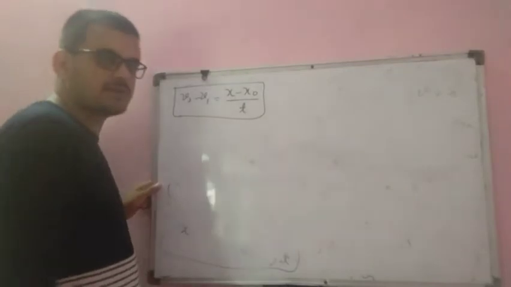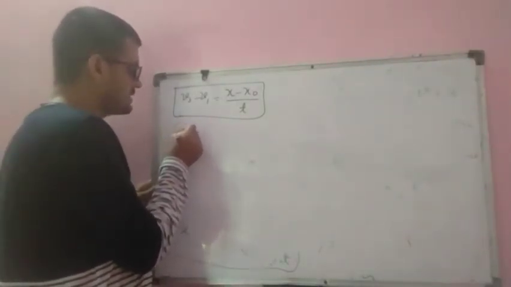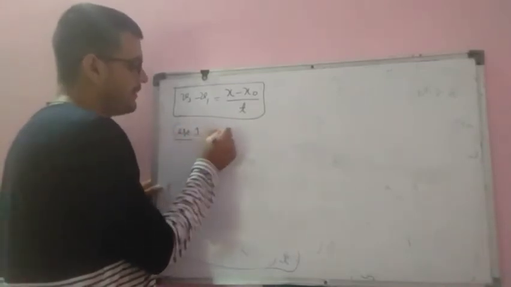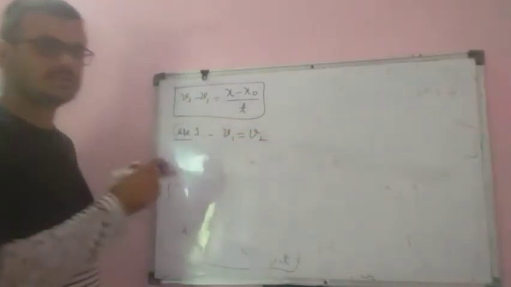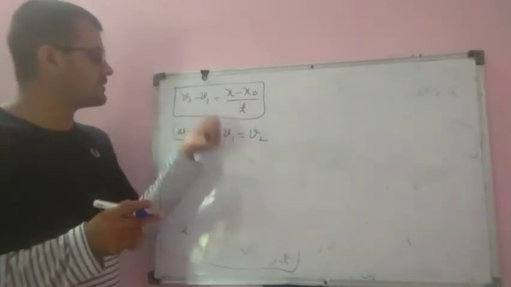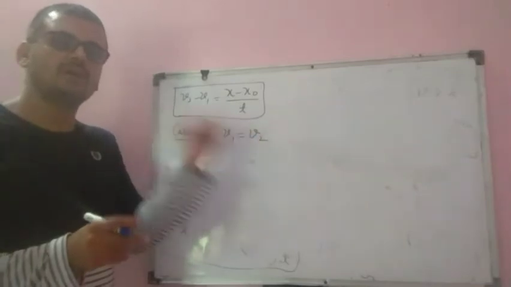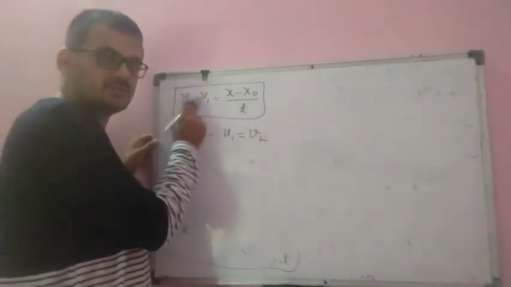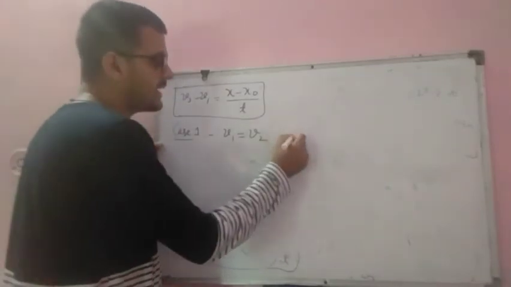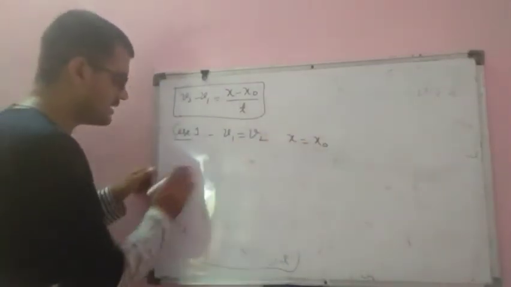So case first is what? Case first, when both objects are moving with same speed, means velocity of first object is same as that of second one. So it will be same, v minus v equal to 0. In that case, x equal to x0.